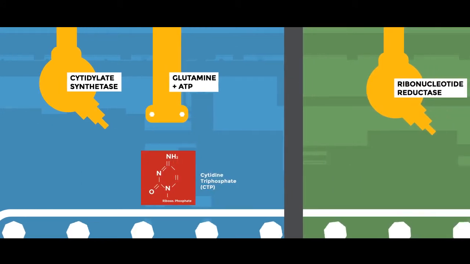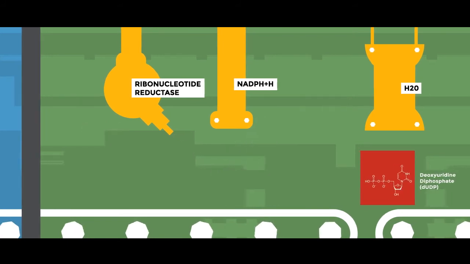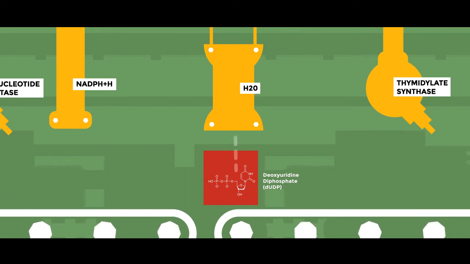Okay, now let's go check on how we make our thymine. Remember our UDP from when we formed the pyrimidine ring? Well, when we talk about thymine, we talk of deoxyribonucleotides. So we have to convert our UDP here to dUDP or deoxyuridine diphosphate through NADPH plus hydrogen and the enzyme ribonucleotide reductase. We then incorporate water, causing deoxyuridine diphosphate to release a phosphate group to form dUMP. That's deoxyuridine monophosphate.